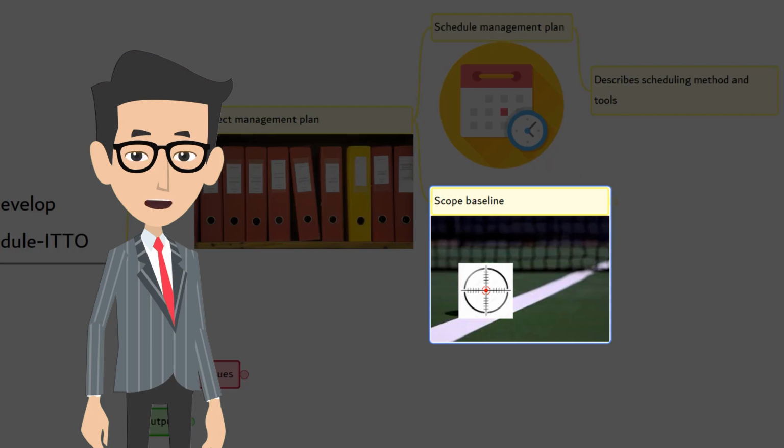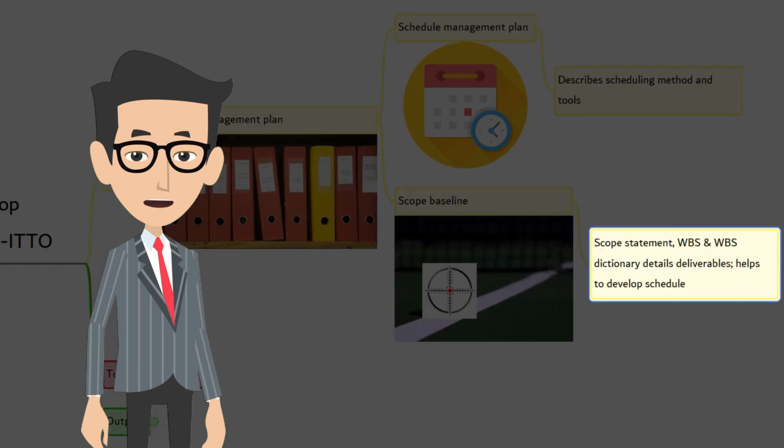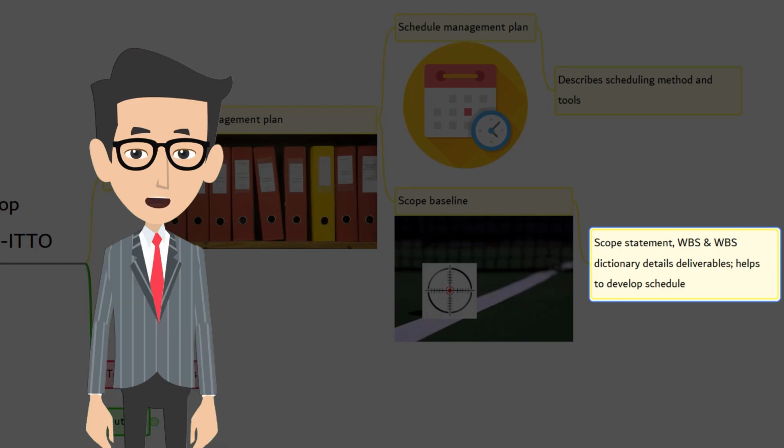The next component of project management plan is scope baseline. Scope statement, WBS, and WBS dictionary combined together are called the scope baseline. Scope baseline contains details about project deliverables, so they are considered as inputs.